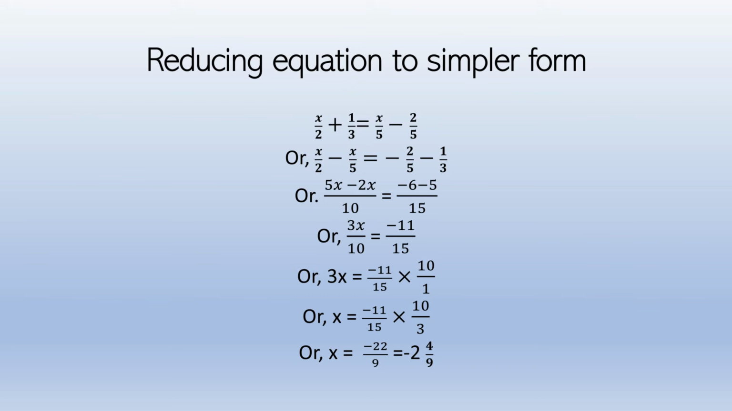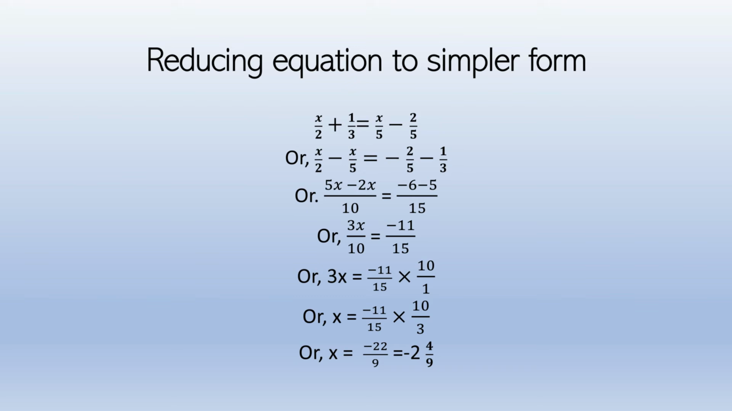As well as we have to change the constant term 1 by 3 from the left hand side to the right hand side by changing its sign from plus to minus. Now, using all these rules, we get our second step: x by 2 minus x by 5 equal to minus 2 by 5 minus 1 by 3.